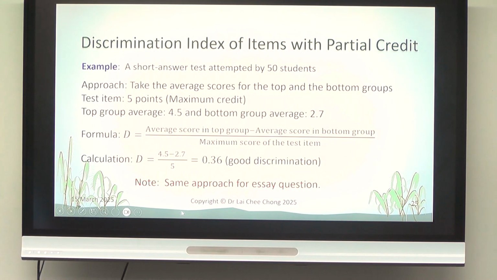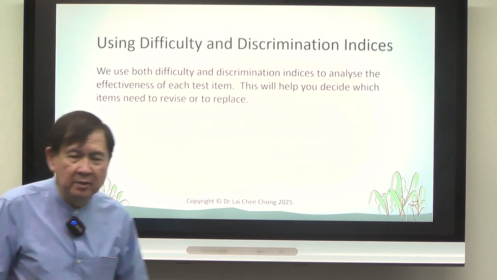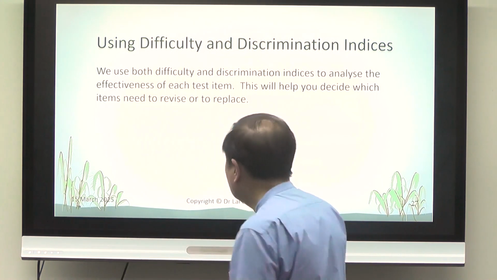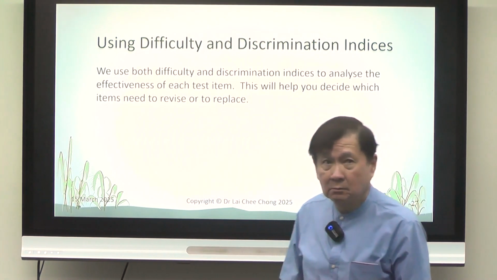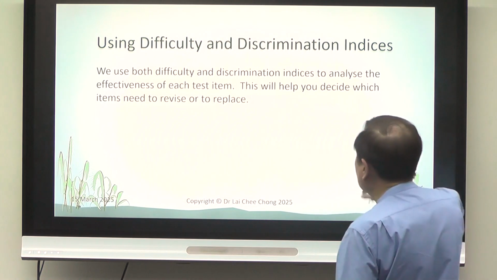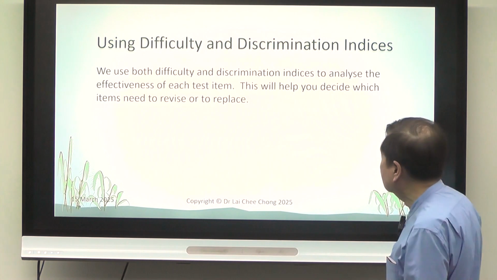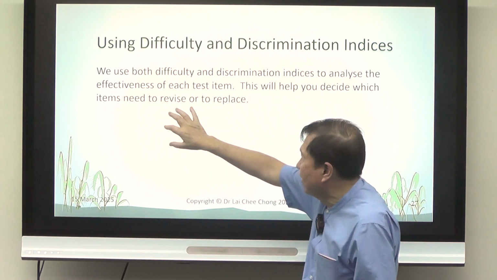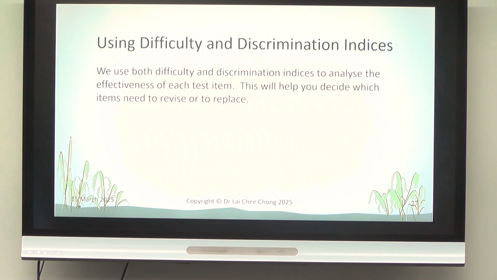Then let me just go on. Now, you have learned the two indices. The first one is called the difficulty index, and the second one is the discrimination index. How do we use them together to interpret test items? We're going to use these two indices to analyze how effective the test item is. Then you will decide whether the item needs to be revised, replaced, or kept. Now, you have all these possible scenarios.